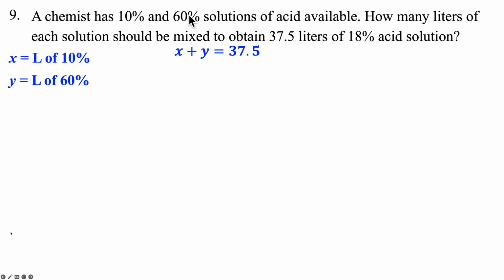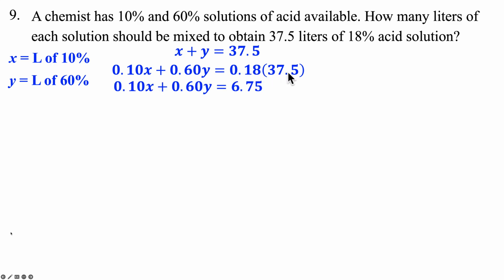Now, there's 3 rates here. The 10% gets multiplied to the X, that's 0.10x. The 60% gets multiplied to the Y, that's 0.60y. Then the 18% is for the 37.5 solution. So I have to multiply this together because they really didn't give me a total for this acid solution. All right? So go to the calculator, multiply that out. 0.18 times 37.5 becomes 6.75.